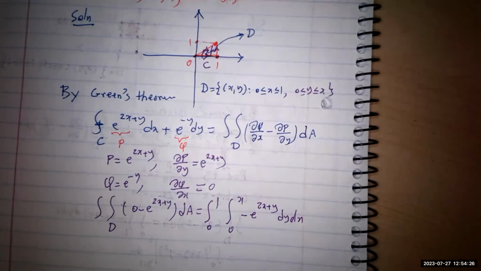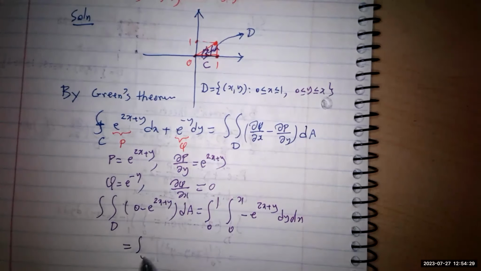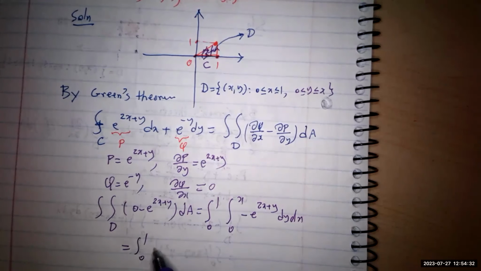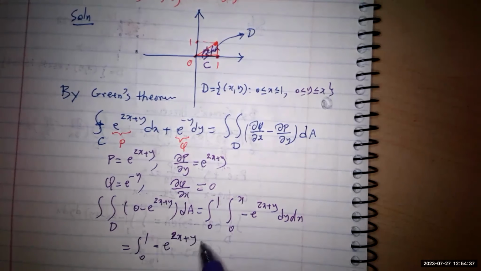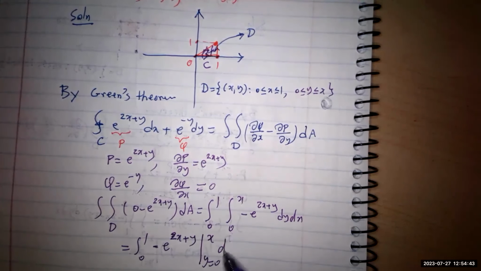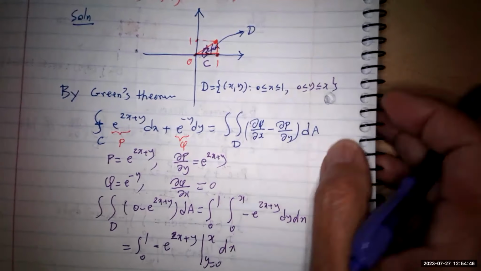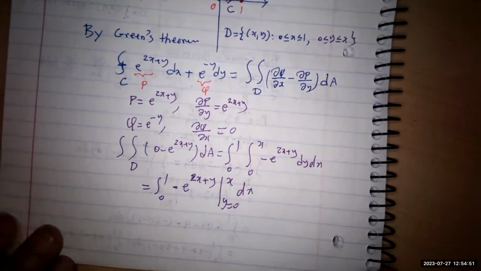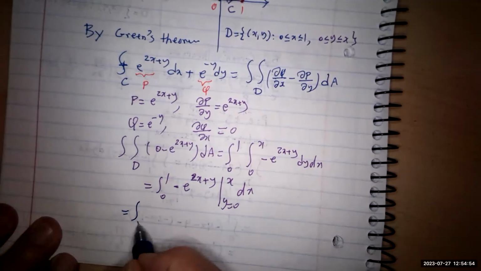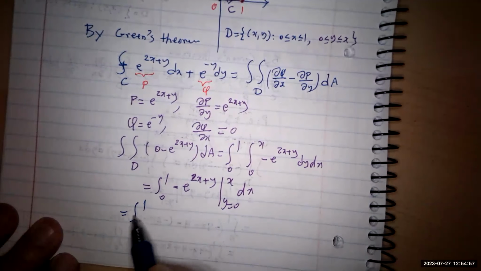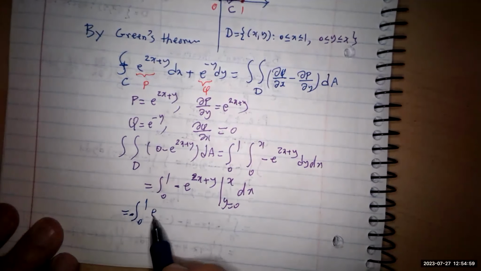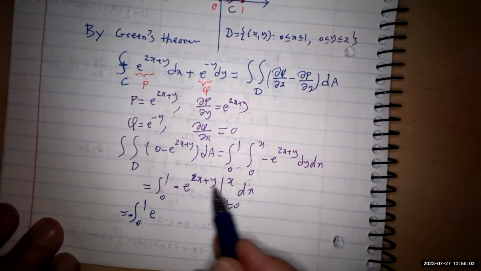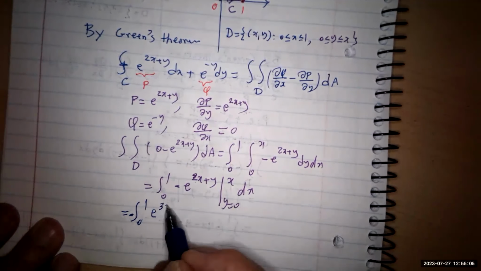So, you know, the exponential function never changes. This is 0 to 1, and you simply get the same function, e to the 2x plus y, with y going from 0 to x, and when you're done, you integrate with respect to x. If you substitute, it gives you nice, easy numbers. You can pull out this negative sign. That gives you e to the, if you put y equal to x, 2x plus x, which would be 3x.